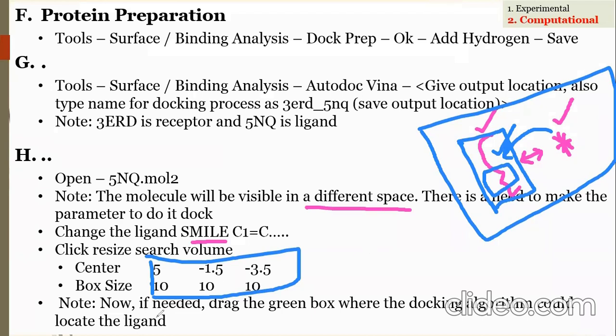Okay, and now if needed, drag the green box. You can drag it yourself as well, rather than giving the values. You can give the values to make the grid, or you can drag the green box. So you can resize the box accordingly as per your requirements. Am I clear or not?